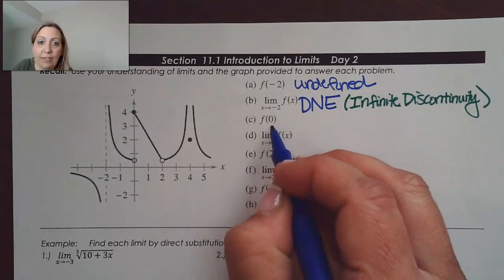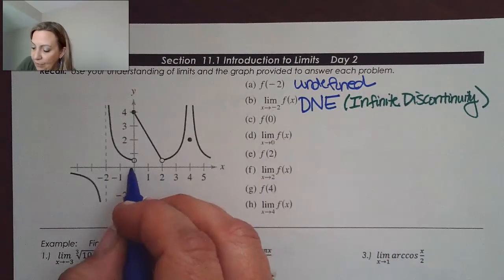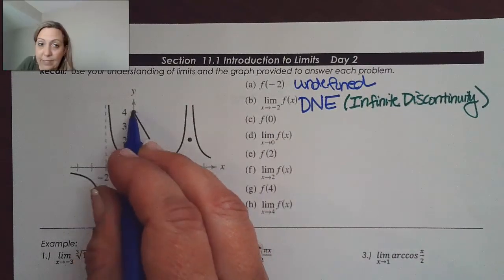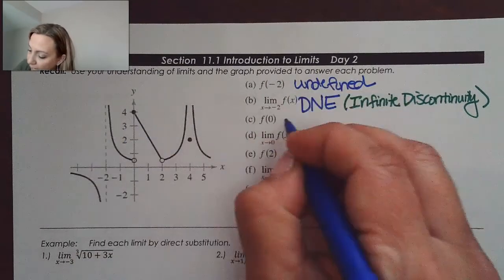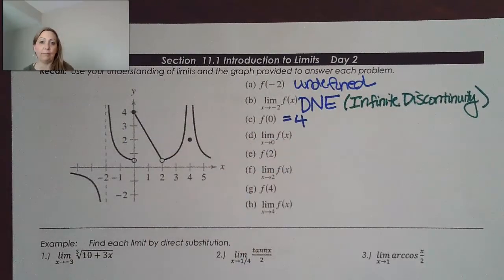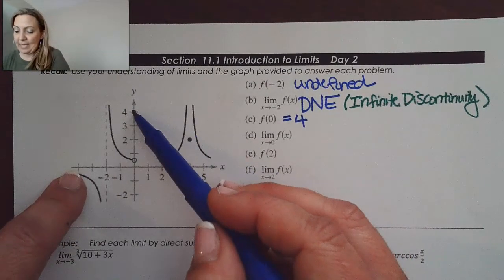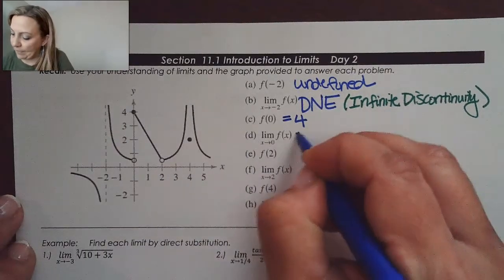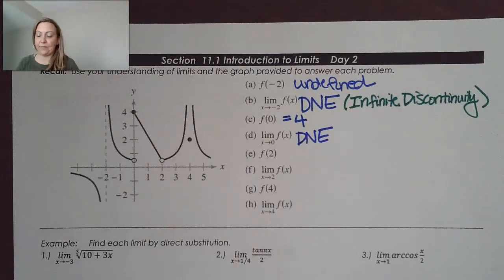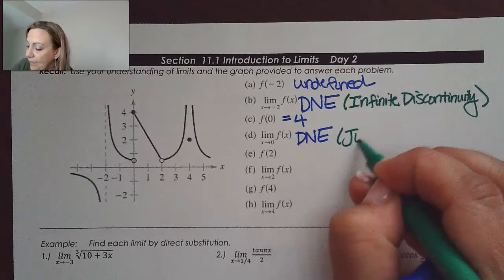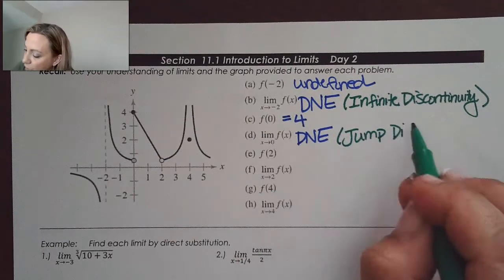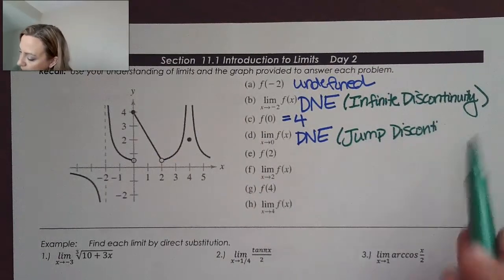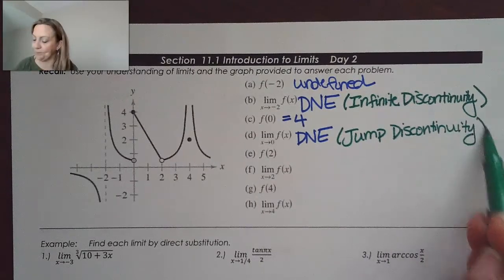What about f of 0? The value of the function when x is 0, we see we have a closed circle at 4. So the value at f of 0 is equal to 4. So what about the limit as x approaches 0? Do you see that it doesn't approach 4 from both sides? This would be an example of a limit that does not exist. And if you wanted to justify it, you could see that there's a jump discontinuity there.